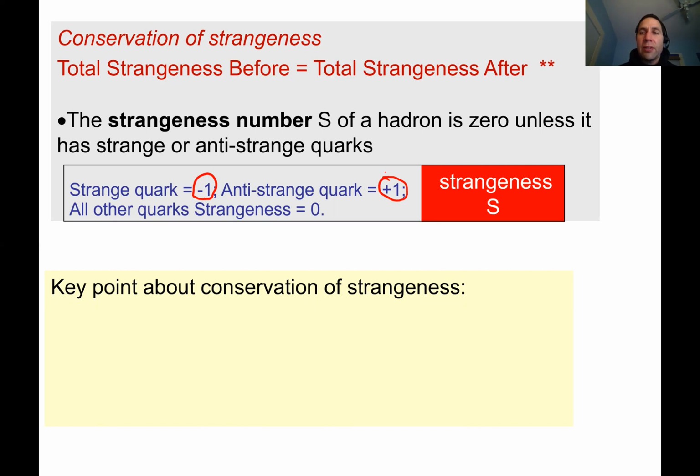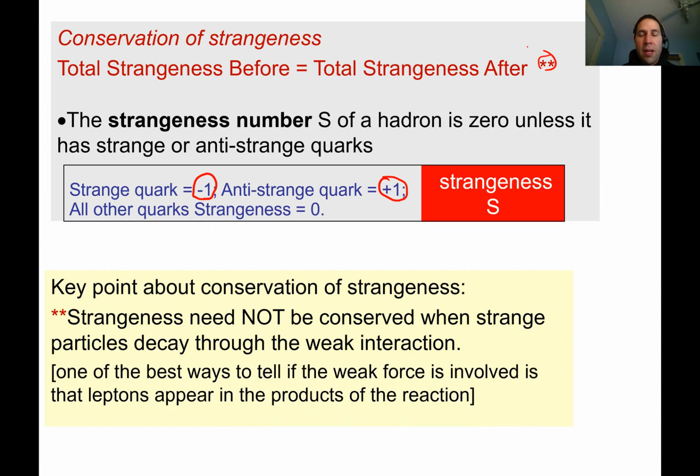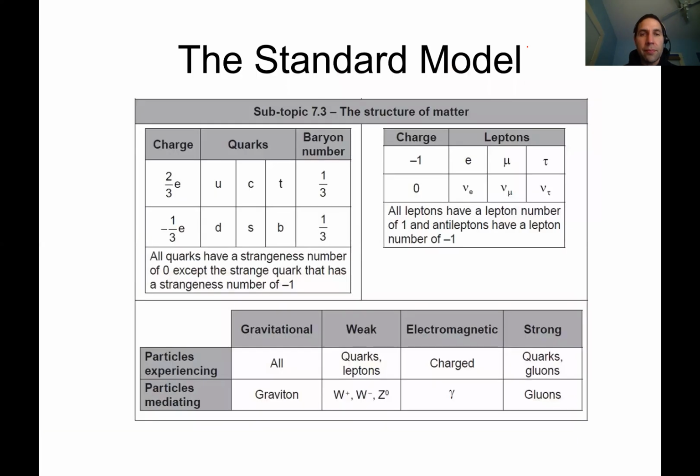And there is a key point. There's like a little asterisk here. You saw it up here. And I just want to emphasize that strangeness does not need to be conserved when strange particles decay through the weak interaction. Remember, the weak interaction is what's responsible for beta-minus decay and beta-plus decay. One of the best ways to tell if the weak force is involved, if you're not sure, is to see if there are leptons that appear in the products of the reaction. If leptons appear in the products of the reaction, there's a good chance that you have the weak force occurring there, and then you don't need to worry about strangeness.